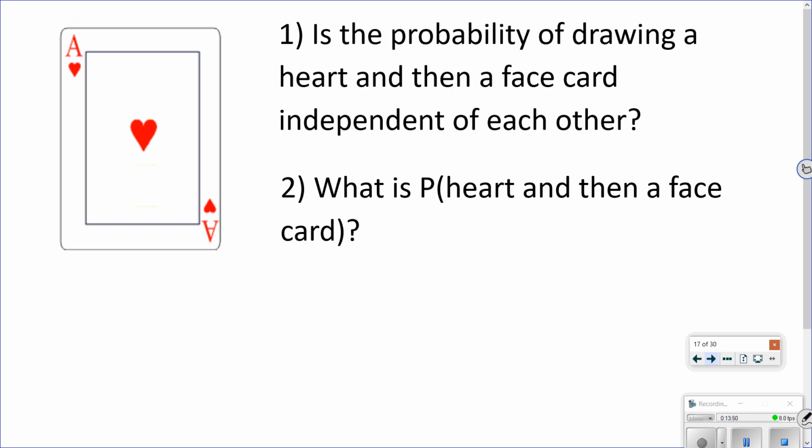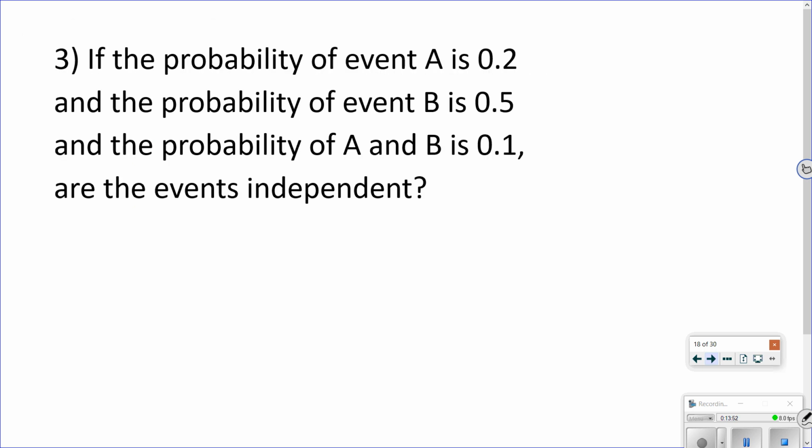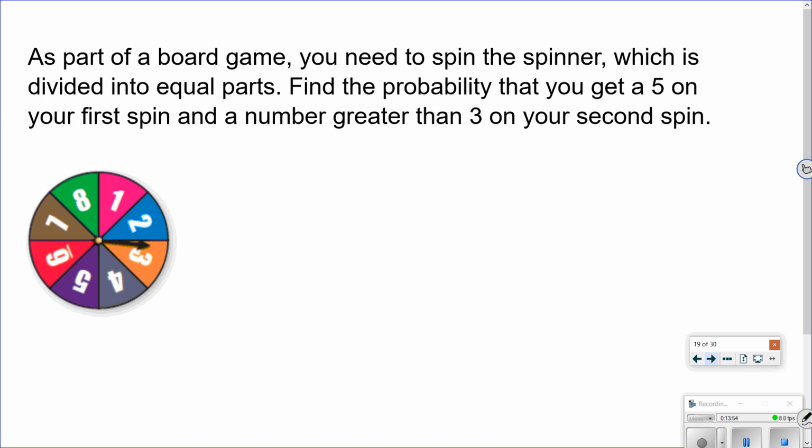I'm going to skip over this problem, and we're going to go to this one right here. It says, as part of a board game, you need to spin the spinner, which is divided into equal parts. See those 8 equal parts. And then find the probability that you get a 5 on your first spin and a number greater than 3 on your second spin. So whenever you see that and, you're trying to find the probability of both happening, you should be thinking multiplication with probability.